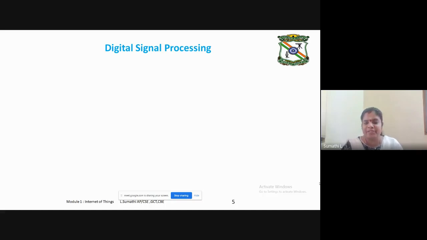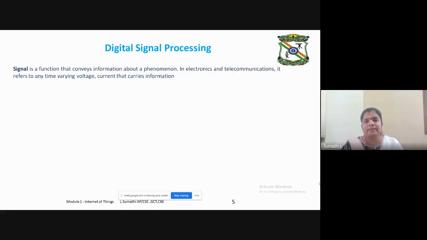Now I have got a digital signal. What does this digital signal processing do? Okay, you know what a signal is? A signal is nothing but a function that conveys information about a phenomenon. So with respect to electronics communication, we refer to it as a voltage varying over time, or current that carries your information.